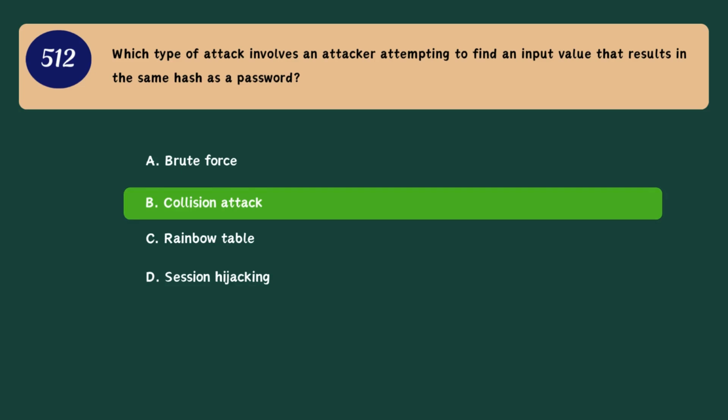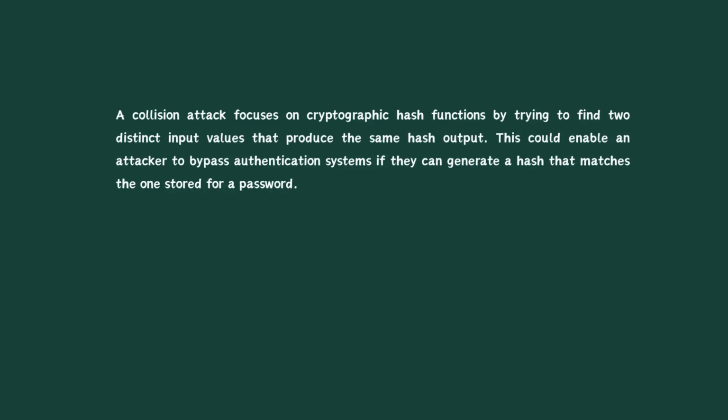Correct answer: B. Collision attack. A collision attack focuses on cryptographic hash functions by trying to find two distinct input values that produce the same hash output. This could enable an attacker to bypass authentication systems if they can generate a hash that matches the one stored for a password.